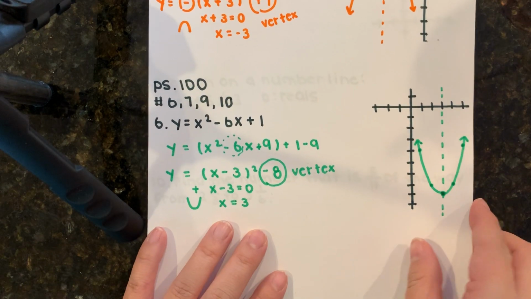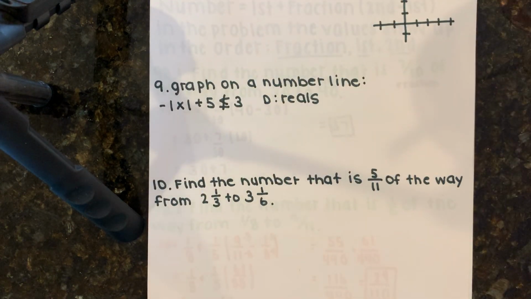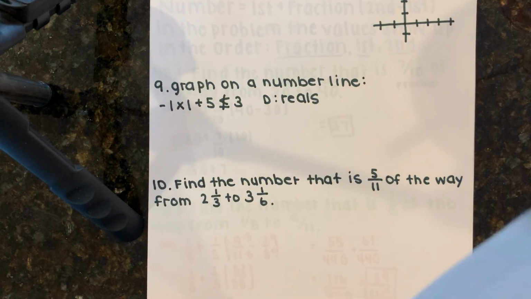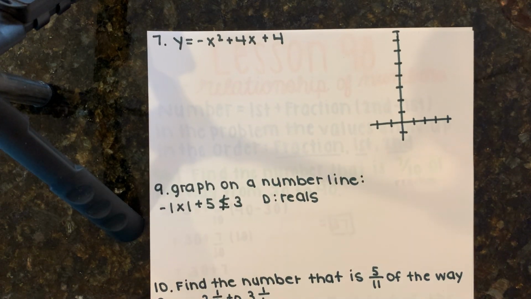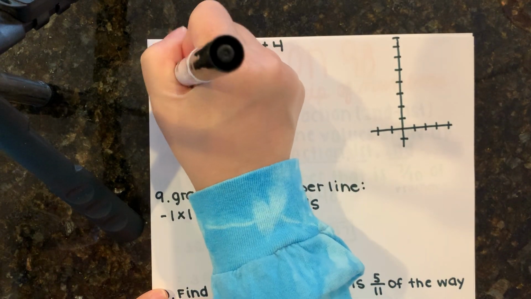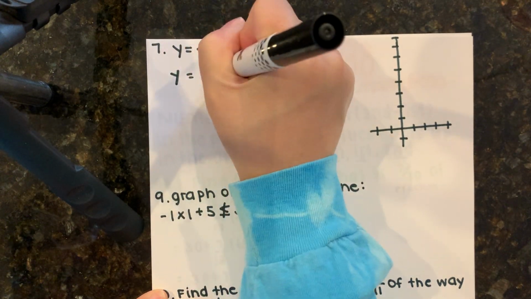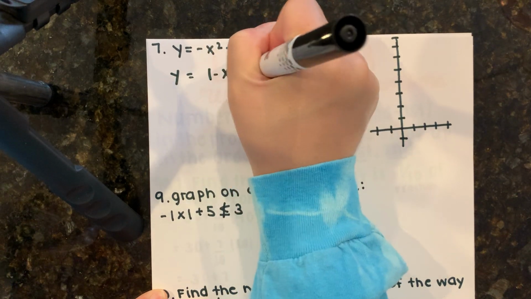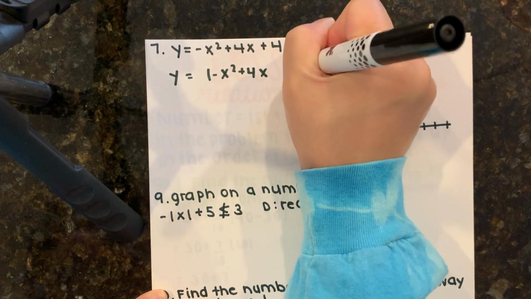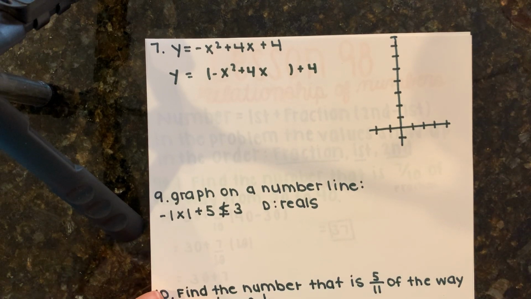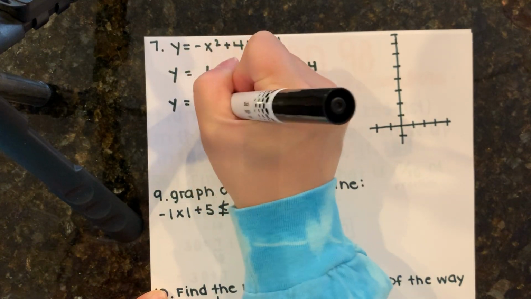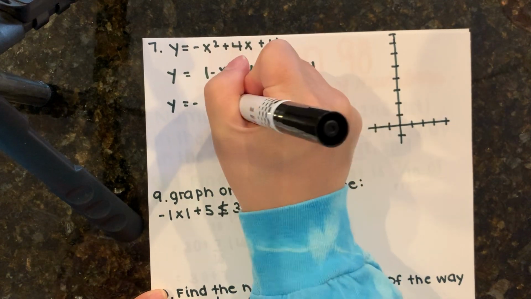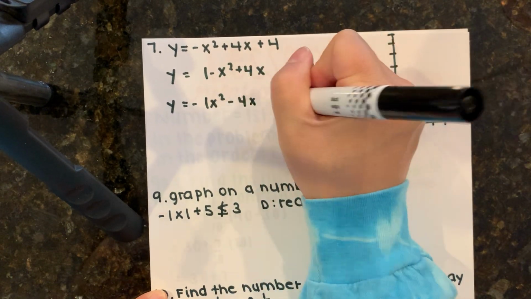Now moving on, we're going to look at number 7. So a similar type of problem. I'm going to start by putting all my x's in parentheses, and then leaving the +4 on the outside. I have to factor out the minus sign, so that would become x squared. This would become -4x.